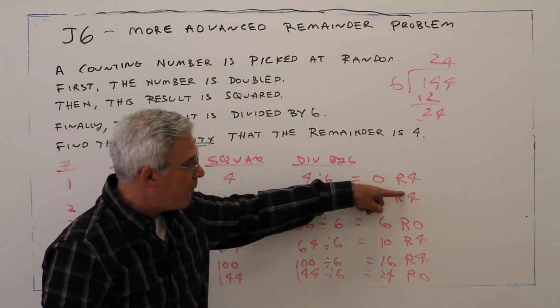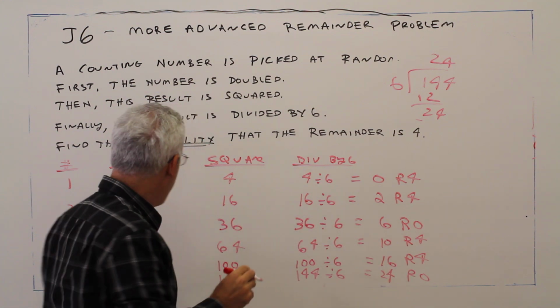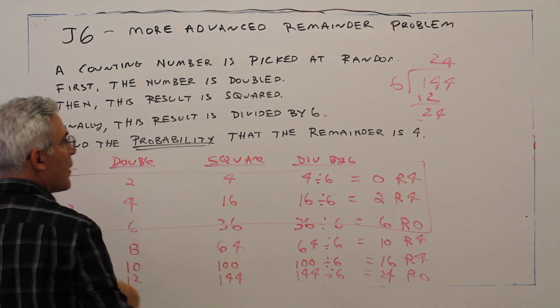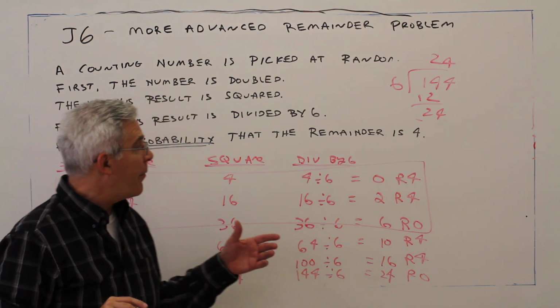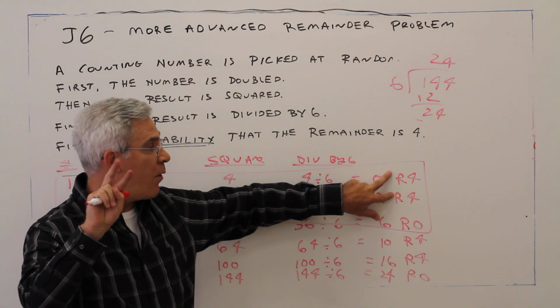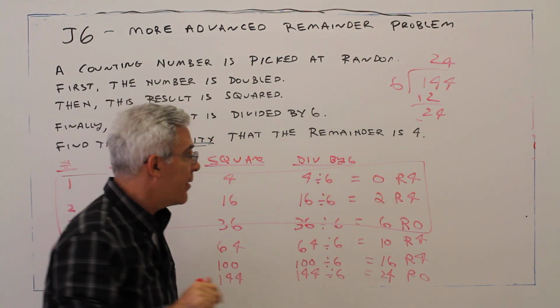Remainder 4, remainder 4, remainder 0. Remainder 4, remainder 4, remainder 0. So I've got a cycle of 3. And the problem said, find the probability that the remainder is 4. Well, there's 2 remainders of 4 out of 3 in the cycle, so the probability will be 2 out of 3.